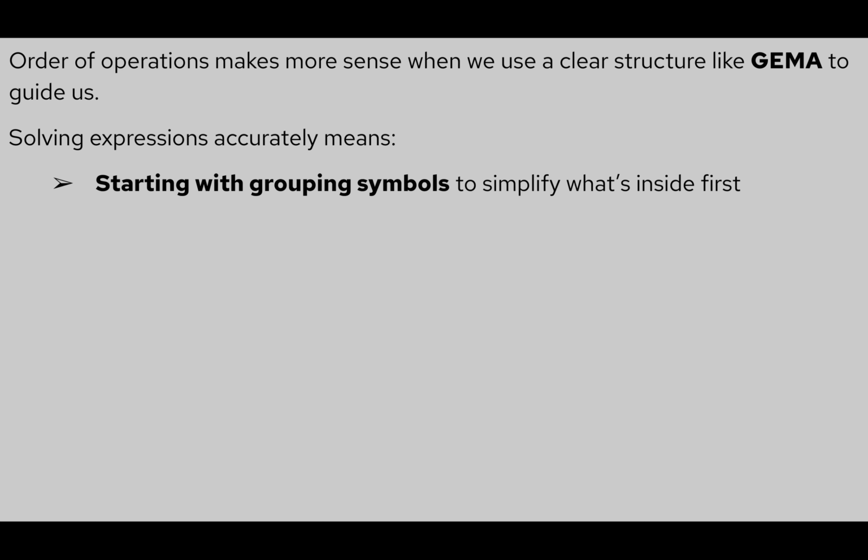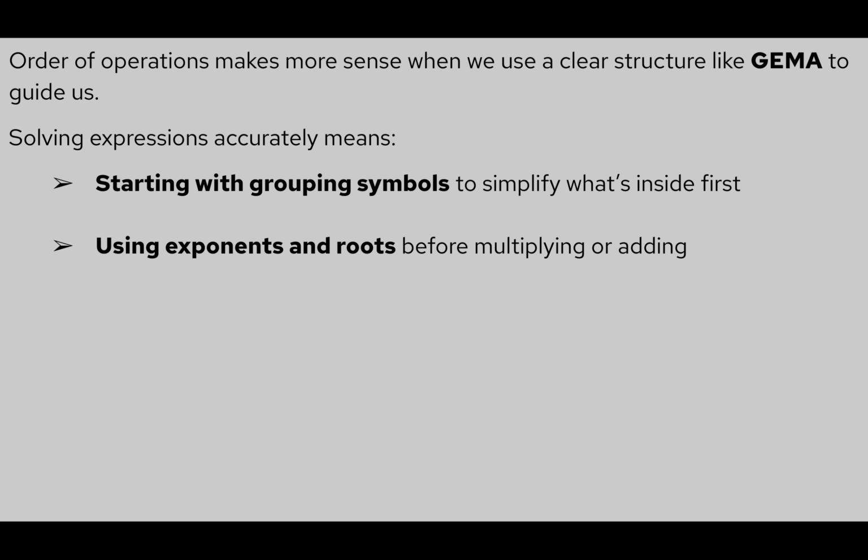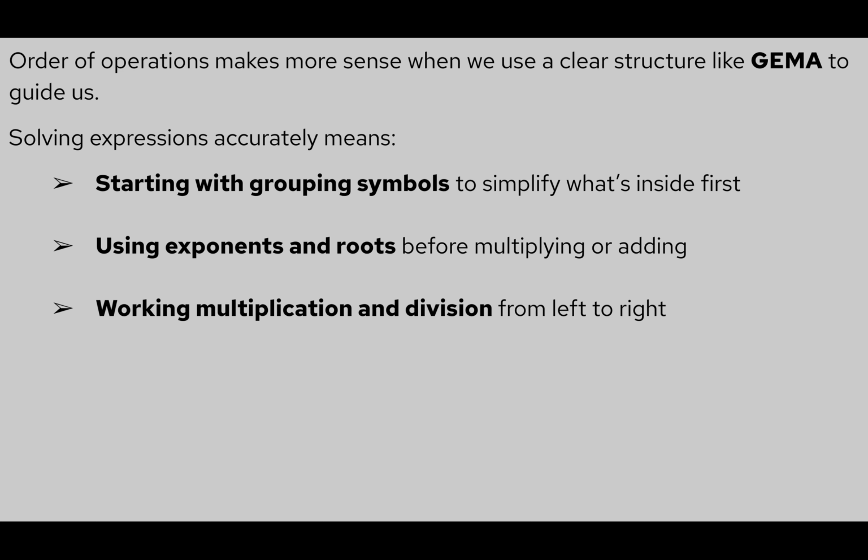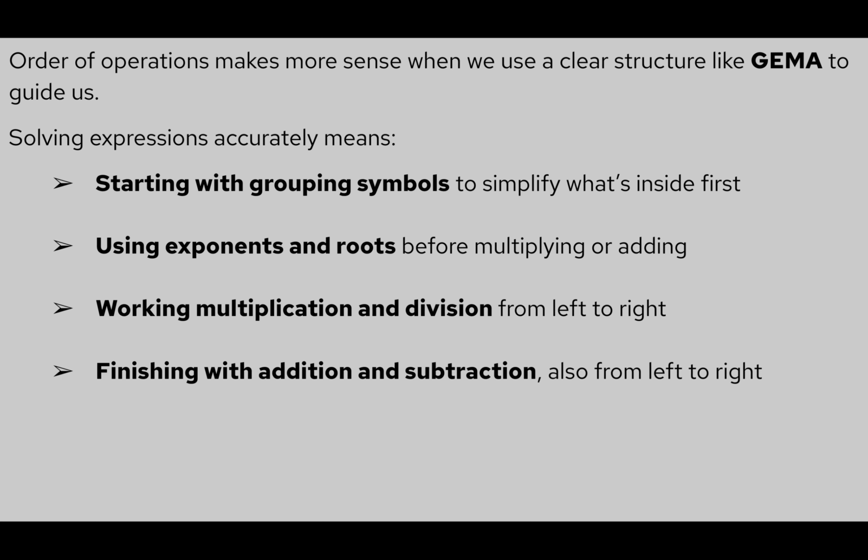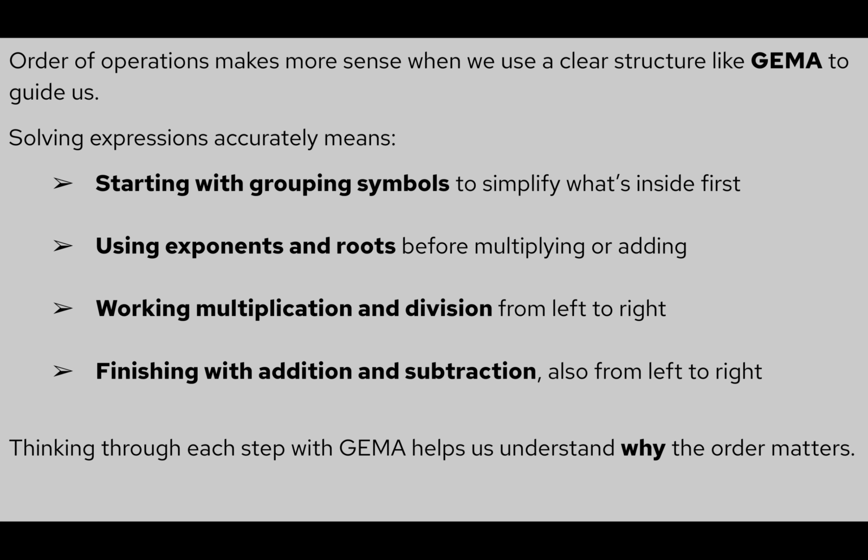So order of operations makes more sense when we use a clear structure like GEMA to guide us. Solving expressions accurately means starting with grouping symbols to simplify what's inside first, using exponents and roots before multiplying or adding, working multiplication and division from left to right, and also finishing with addition and subtraction from left to right. Thinking through each step with GEMA helps us understand why the order matters.